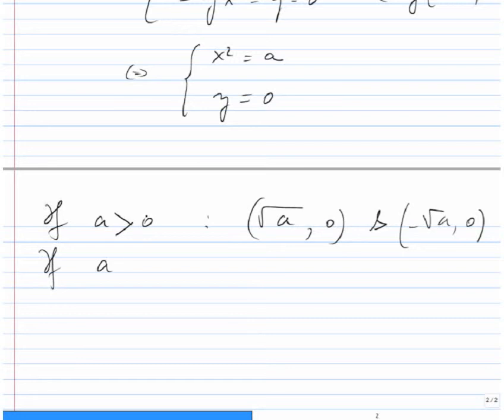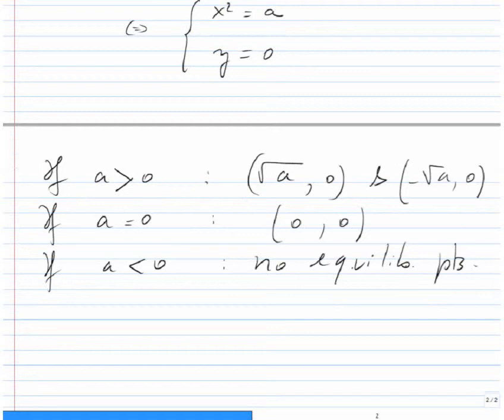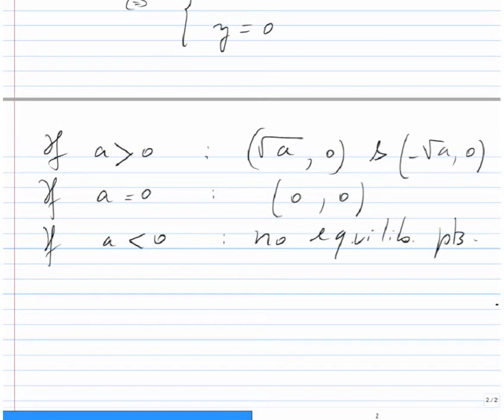If a is equal to 0, we have only one equilibrium point, (0, 0). And finally, if a is negative, we have no equilibrium point. So we see here that we have a kind of bifurcation when a is equal to 0.